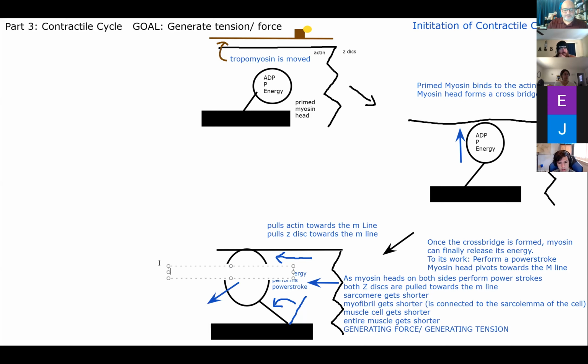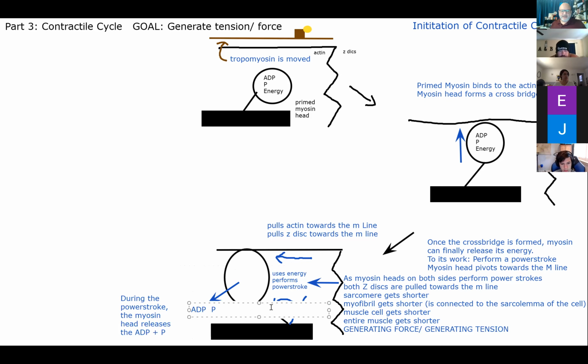During the power stroke, the myosin head releases the ADP and the phosphate. After all, it's used the energy from them. It's been able to release that energy. It doesn't need them anymore. So during the power stroke, the myosin releases the ADP and phosphate. So here's the ADP. Here's the phosphate being released during that power stroke.